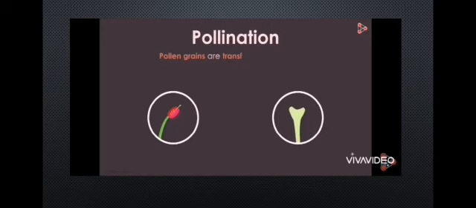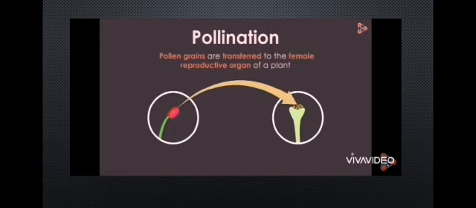Now look at the video. What is pollination? Pollination is the process during which pollen grains are transferred from the anther to the stigma, from the male reproductive part to the female reproductive part. And what is the importance of pollination, students? Pollination is important in the production of fruits and seeds.